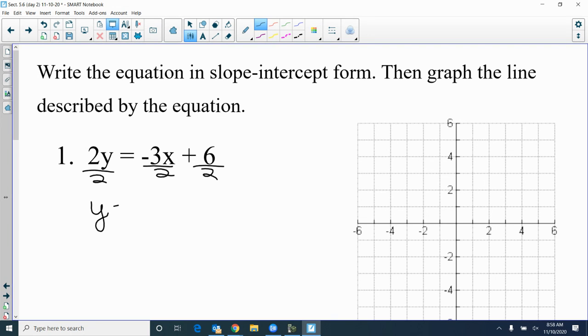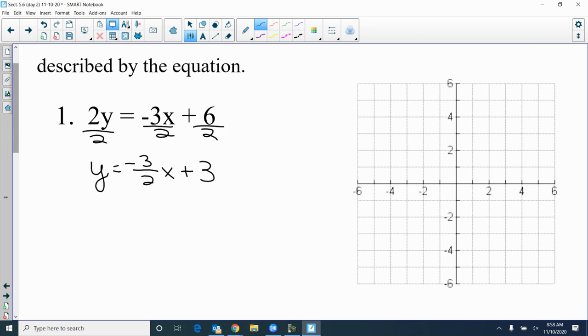Now, y equals, for this, I don't want any decimals. So if you type that in your calculator, negative 3 divided by 2 gives you negative 1.5. I don't want that. If it gives you a decimal, keep it as the fraction. Just keep it as negative 3 over 2 x. And then 6 divided by 2 is 3. Negative 3 over 2 x plus 3. Now we can graph it.